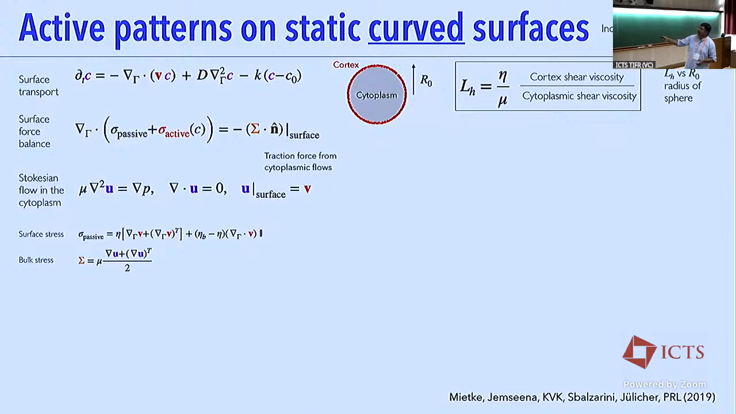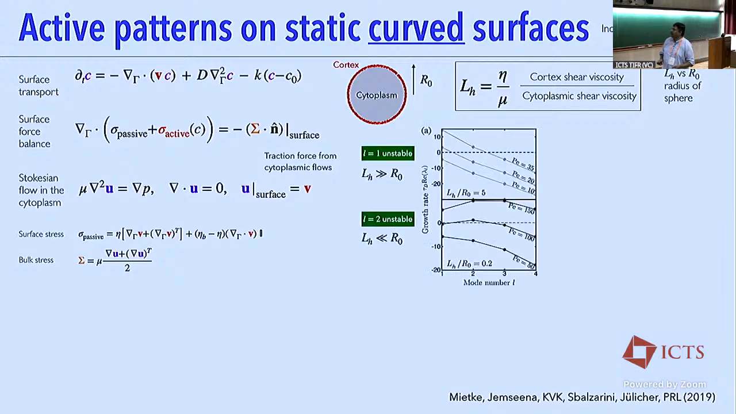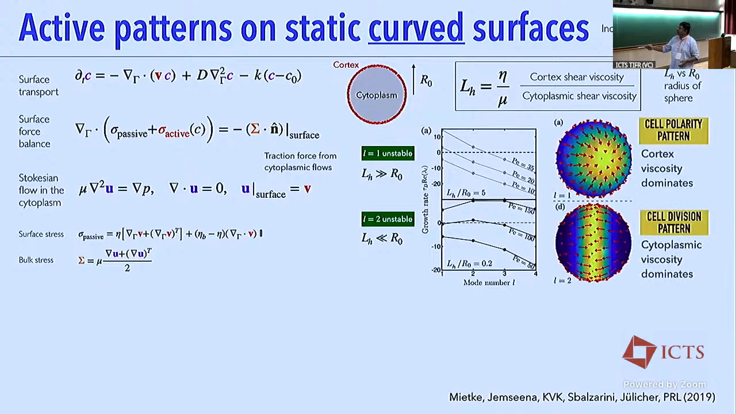So the comparison of this length scale with the radius of the sphere is what dictates the kind of patterns that you will see. If you have this length scale being much, much greater than R0, it turns out you get an L equal to 1 instability. Remember, this is the L of the spherical harmonic. If L equals 1, you get an instability where there is a single spot. If this length scale is much smaller compared to R0, you can show that the first instability you get is at L equal to 2. So pictorially, this means that you can either get a cell polarity-like pattern or, surprise, surprise, a cell division-like pattern coming out very spontaneously on the surface of the cell.